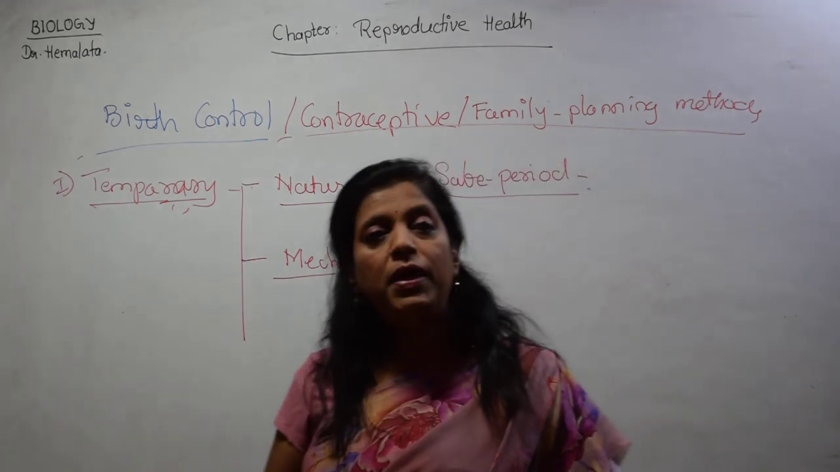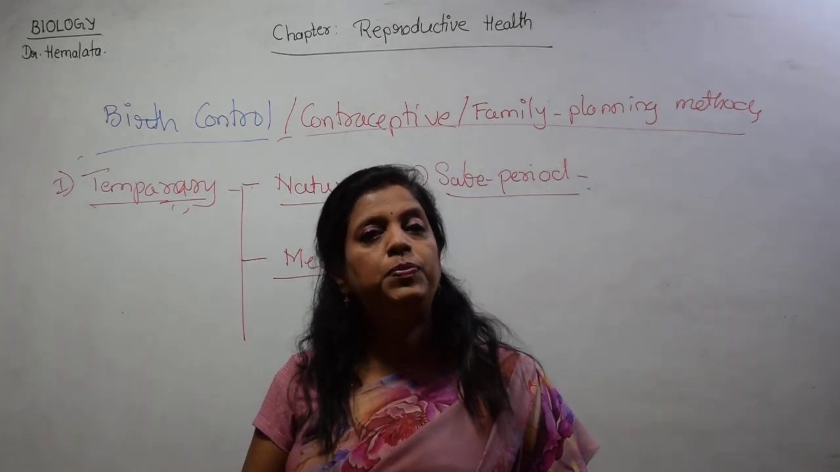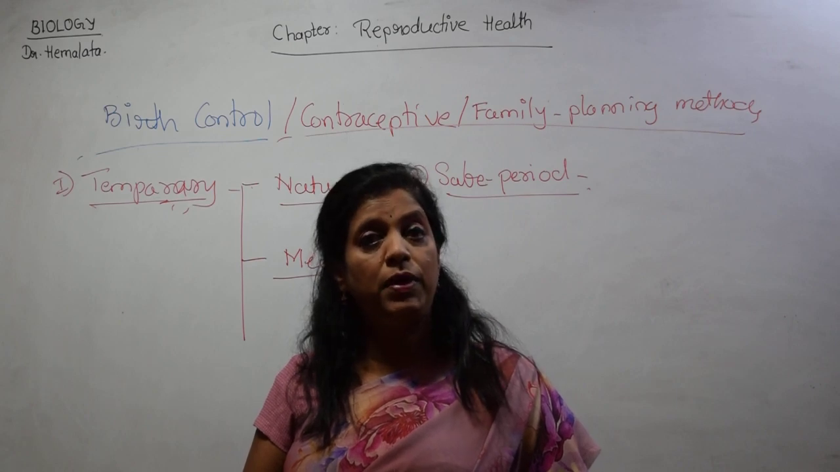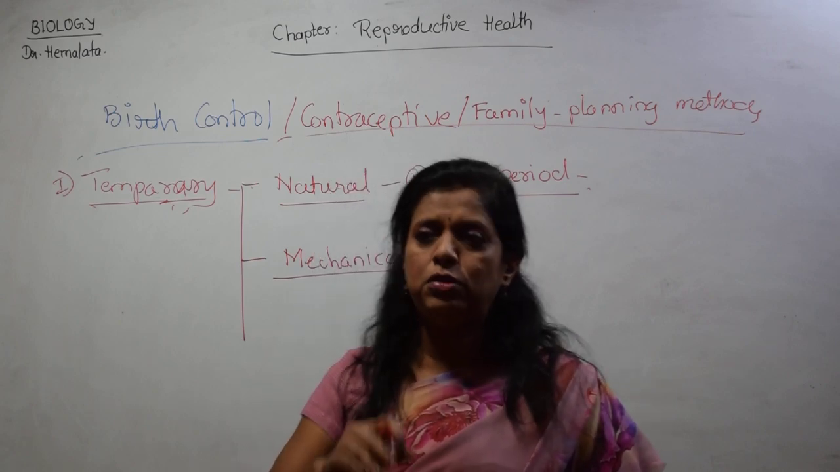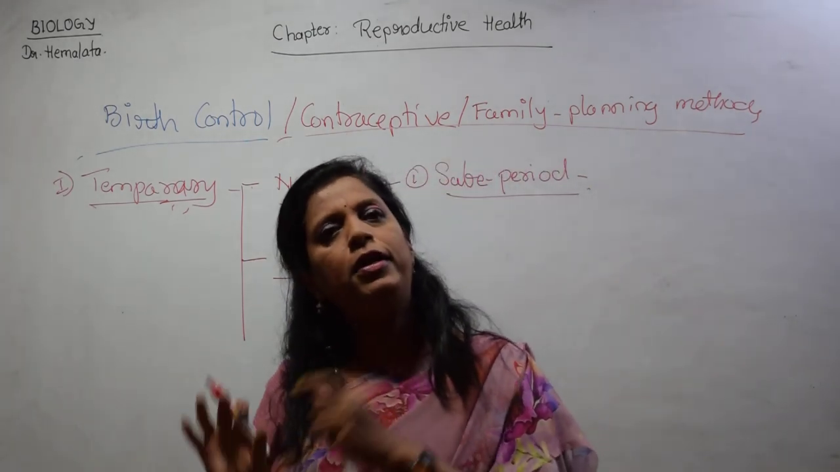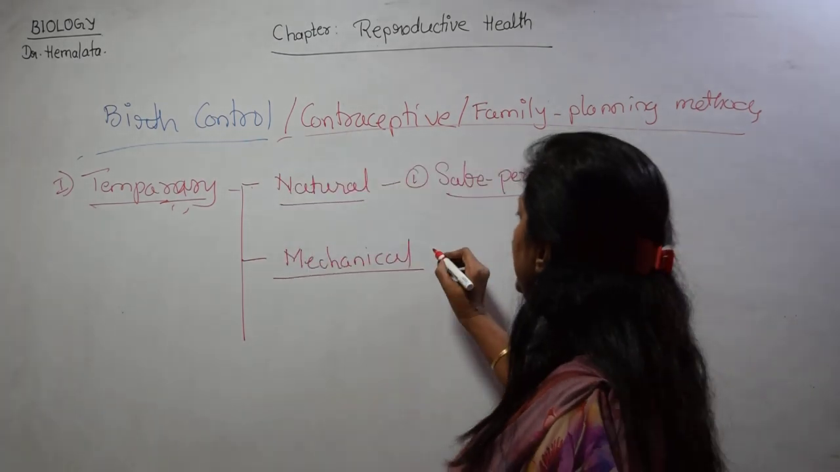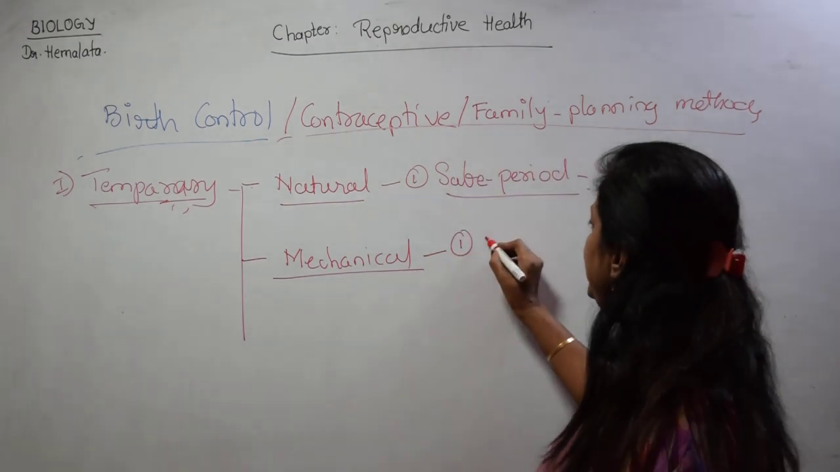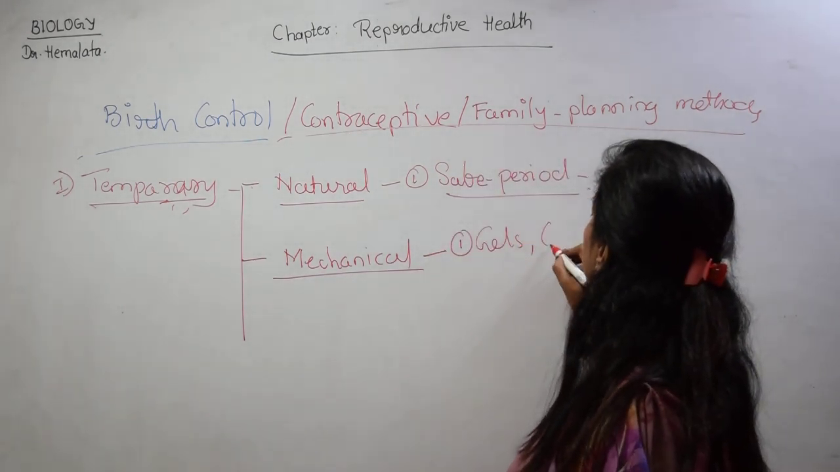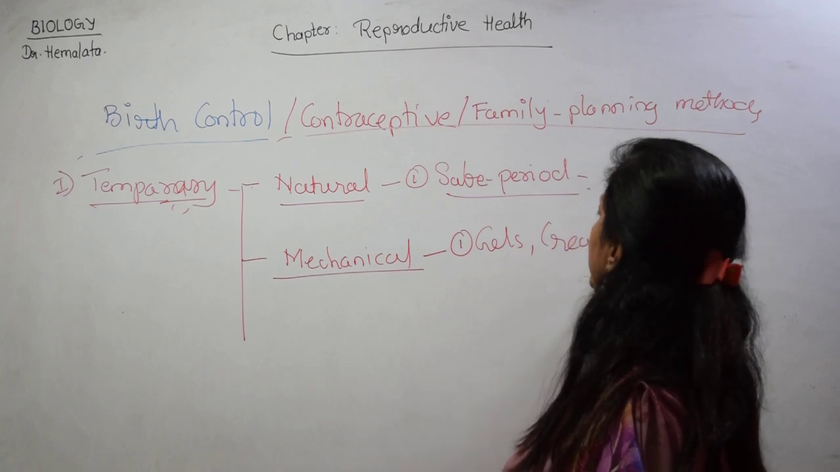Okay, in the mechanical way, sperm entry to the egg will be avoided. So what is the mechanical way? Just that sperm should not enter into the egg, that's it. There are various methods in this. First one is using spermicidal gels, creams, etc.